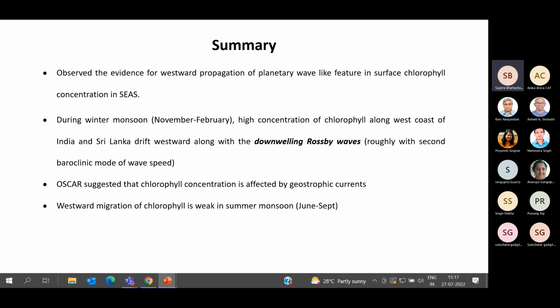Then the OSCAR data suggested that the surface chlorophyll concentration is affected by the geostrophic currents also. Then the westward migration of chlorophyll is weak in summer monsoon and strongest in winter monsoon.